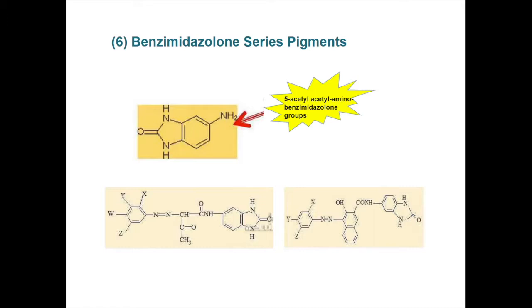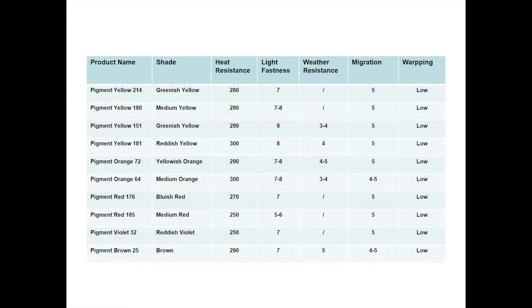Pigments obtained with 5-acetyl benzimidazolone groups as azo components cover from very strong greenish yellow, pigment yellow 214, yellow 151, to medium yellow, pigment yellow 180, to reddish yellow, pigment yellow 181, to pigment orange 64 and pigment orange 72. Pigment yellow 180 and yellow 181 are among the high heat resistant organic pigments.